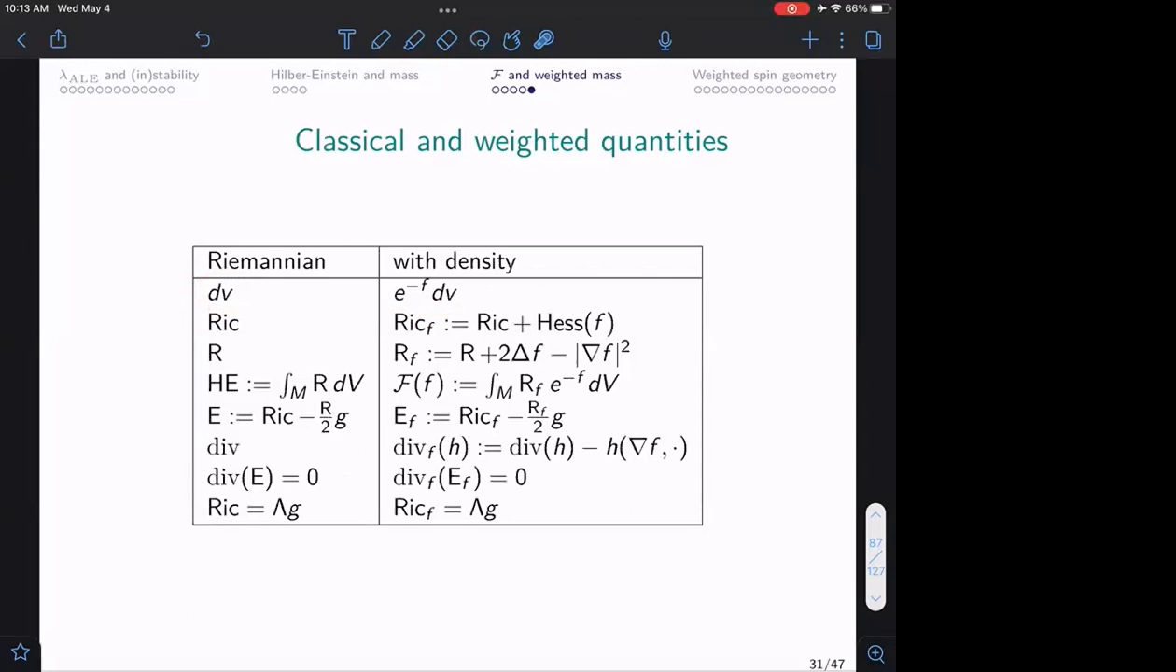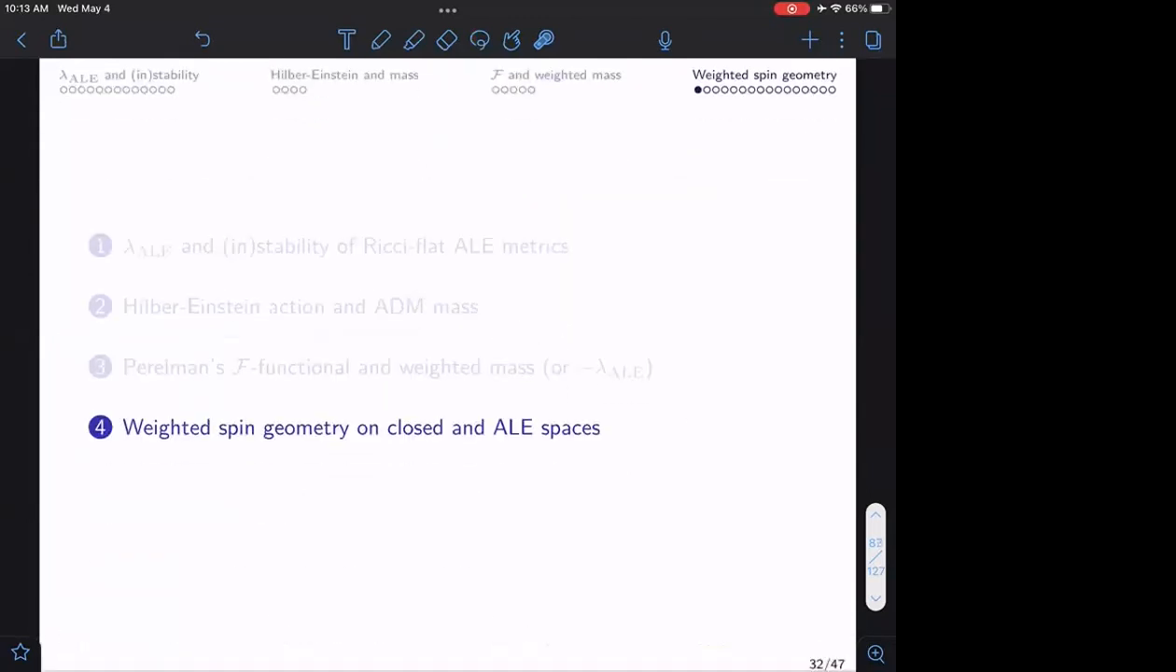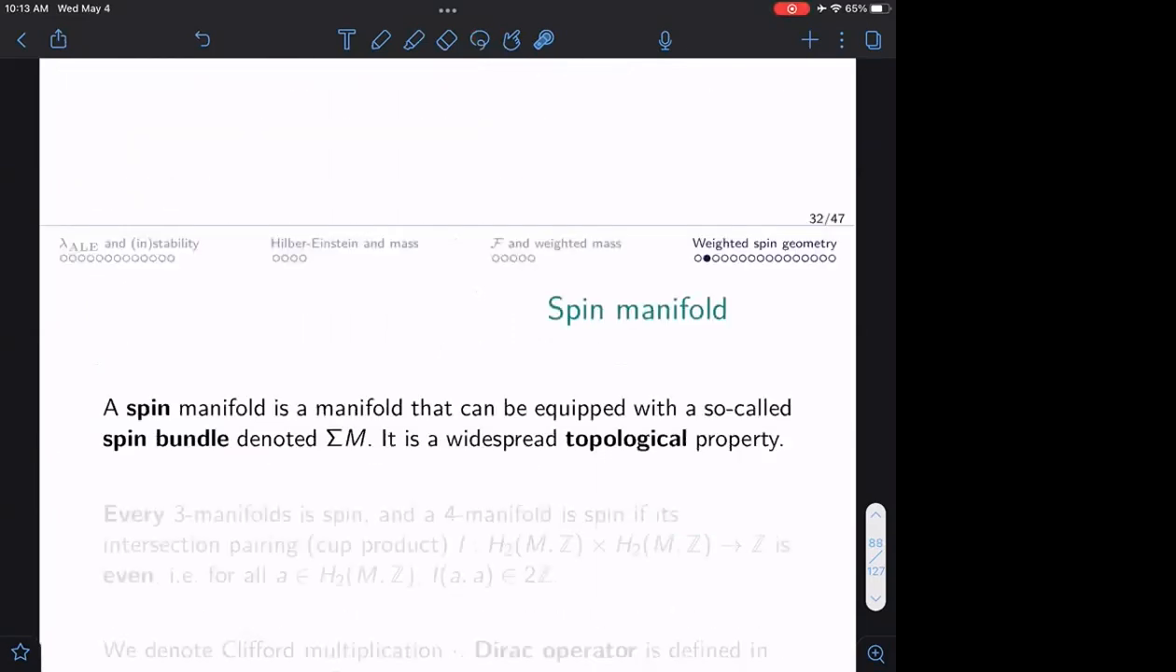Okay, so that's something we noticed with Julius, and that's a first hint towards a weighted mass, but we thought that's maybe not enough to motivate a definition, so let's try to go further. Julius is really interested in spin geometry, so the natural thing is to look at Witten's formula, and that's what we did.